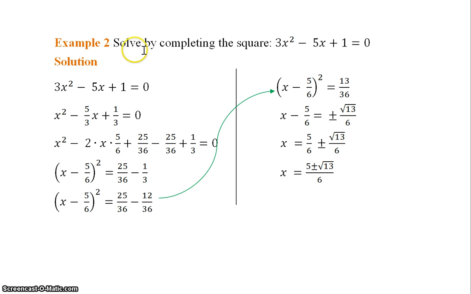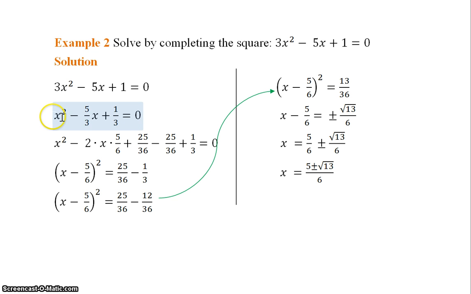Example 2. Solve by completing the square. 3x² − 5x + 1 = 0. The senior coefficient of the given quadratic equation is 3. Therefore, we divide all three terms on the left side of the equation by 3 to get the first coefficient 1. 3x² divided by 3 is x², −5x divided by 3 is −5/3 x, 1 divided by 3 is 1/3, and 0 divided by 3 is 0.